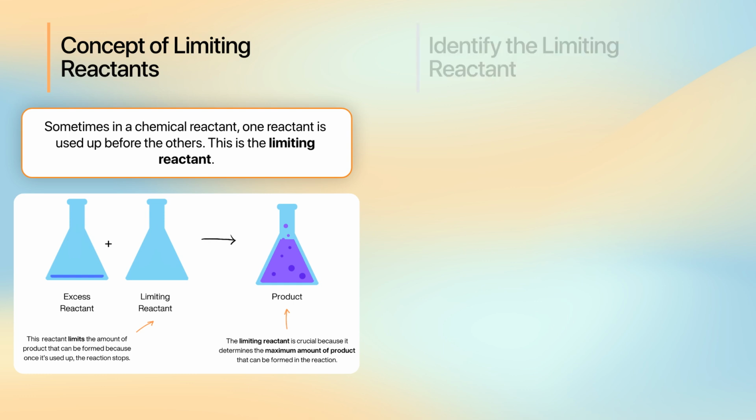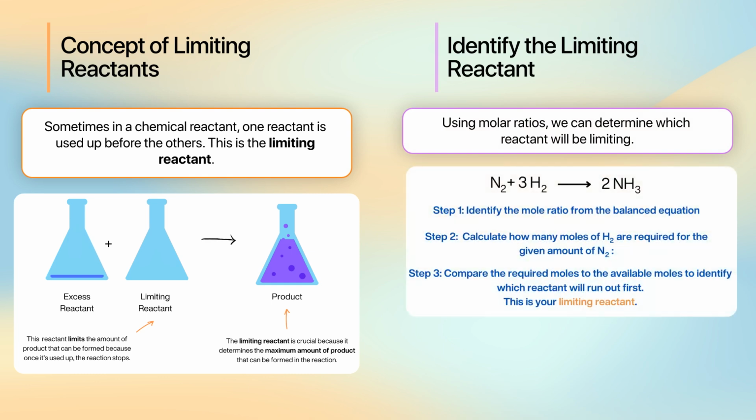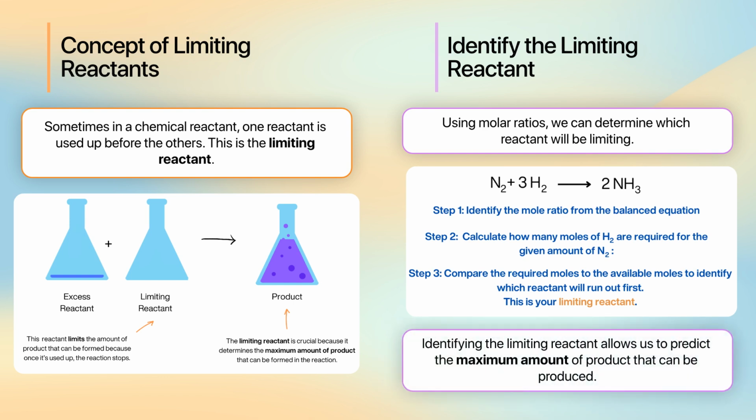We discussed how to identify the limiting reactant using molar ratios. By determining which reactant is in short supply, we can predict the maximum amount of product that can be produced. We then applied our knowledge to various reaction scenarios. By mastering the identification of limiting reactants, you can better predict the outcomes of chemical reactions, optimize the amounts of reactants used, and minimize waste. This concept is fundamental in both academic studies and practical applications in the chemical industry.